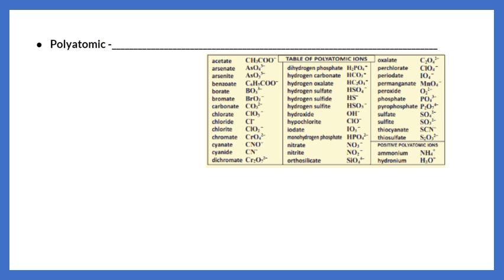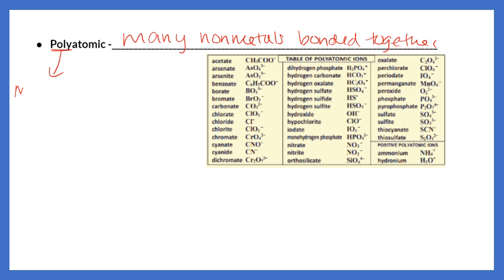So again, polyatomic ions are many nonmetals bonded together. Poly, like the actual word poly, means many. And atomic means atoms. Oh, not sure what happened to my pen there. There we go. Okay, so it's many atoms together, or many nonmetals bonded together.